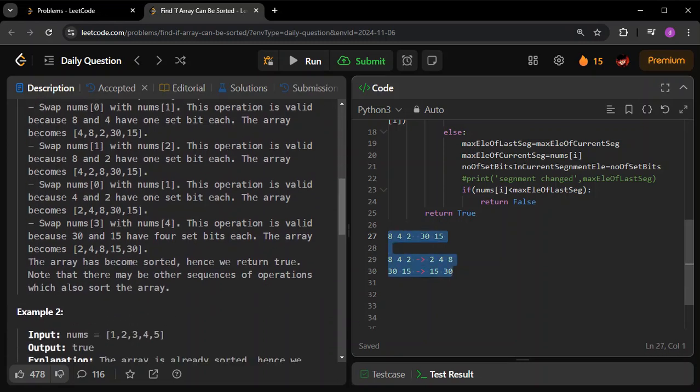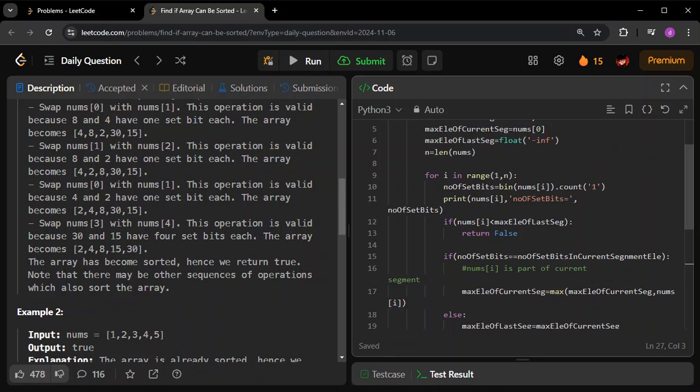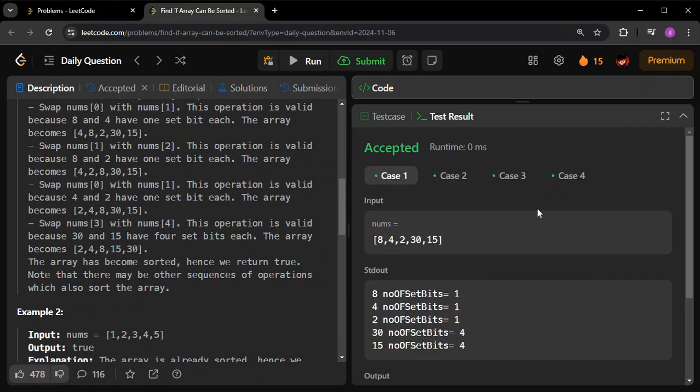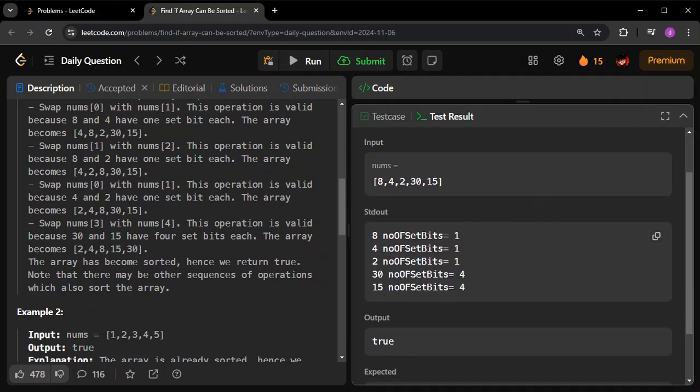Okay, we'll see such examples. Let me comment this out first. There are such examples here. Let me quickly show you the tracing part of it. So as I mentioned, this is the first example. If you see, first of all I'm showing the element, and then I'm printing the number of bits that it has, the number of set bits.